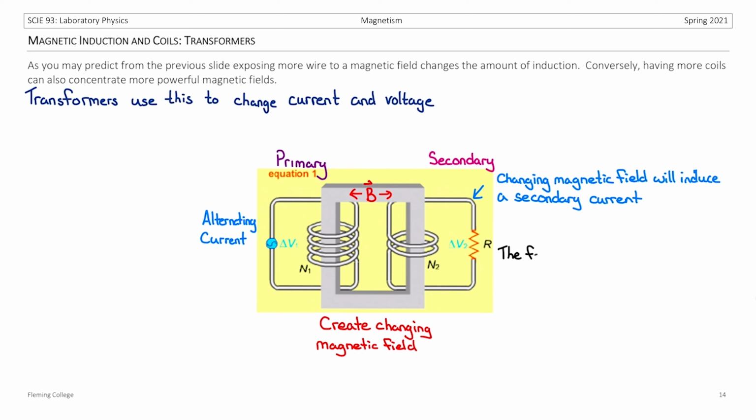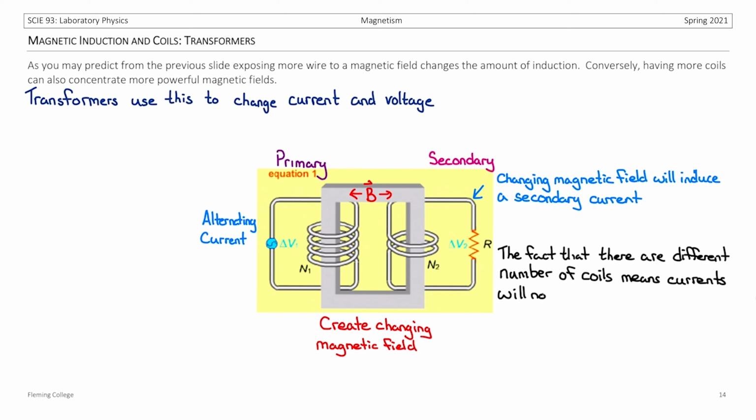The fact that the primary and secondary coil each have a different number of coils in them means that the current induced will not be equal to the current used to generate. Transformers can step up and step down our current, and they're inversely proportional to the number of coils on each side. So if we take the number of coils in the primary side divided by the number of coils in the secondary side, that will be inversely proportional to the amount of current in the secondary side divided by the amount of current in the primary side.